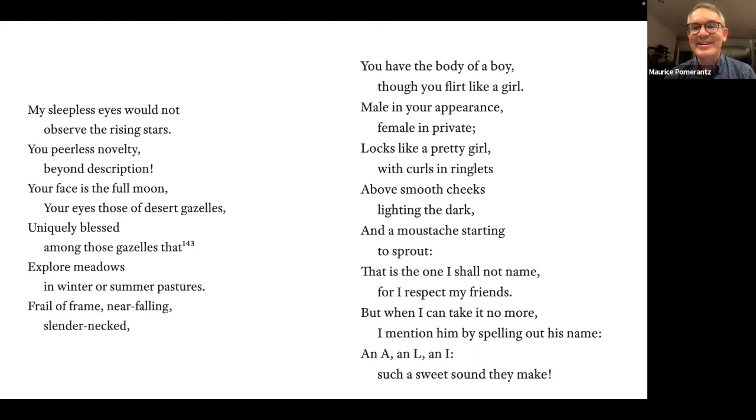One student recently said that it was here, where it says you have the body of a boy, though you flirt like a girl, male in appearance, female in private, that Abu Nawas makes a great stir, that his beloved was a male. Actually, this would not have shocked audiences in ninth century Baghdad at all. In fact, the dominant form of Arabic poetry was homoerotic throughout the tradition.